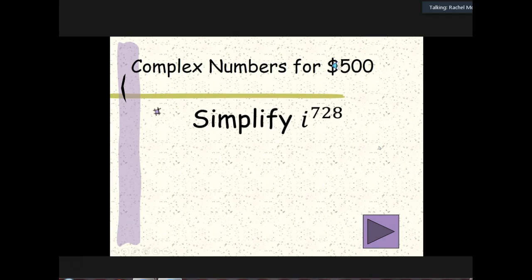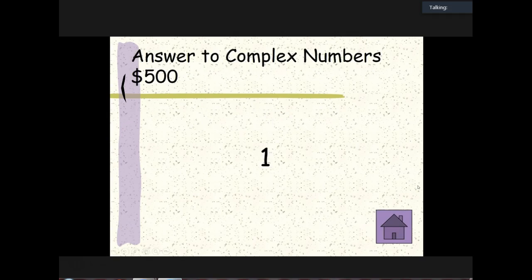So he knew that 728 divided by 4. If the exponent divides by 4, then it means that the value of the i is automatically 1. Because there is no remainder, therefore 1.